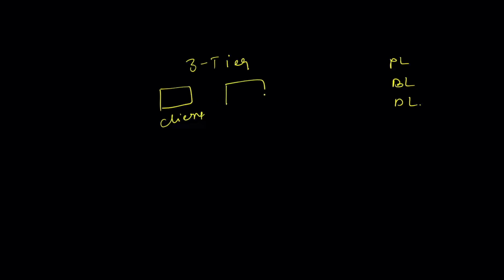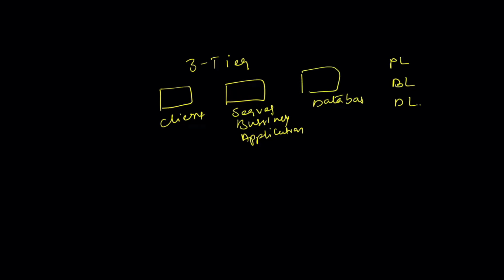In the new type of architecture we call this a 3-tier architecture. In 3-tier architecture, how many layers do we have? Three layers: presentation layer, business layer, and data layer. In 3 tiers, the first tier is the client tier, and the second tier is the server, which is the business server, or we can also call it an application server. The third layer is a database or database server, which stores the data.